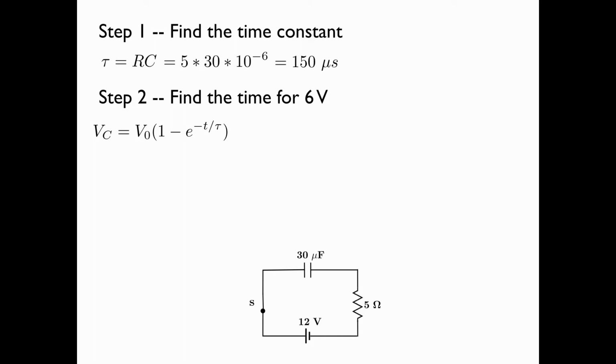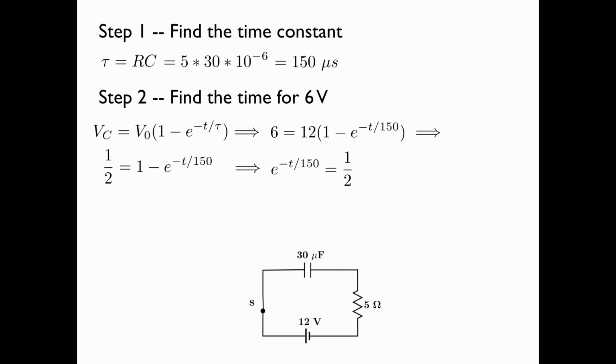So we want to set V sub c equal to 6 volts and then plug in what we know and solve for t, the time it takes. If we do this, we have the following expression. Dividing both sides by 12, we have this expression. Rearranging a bit more, we can work it into this form.